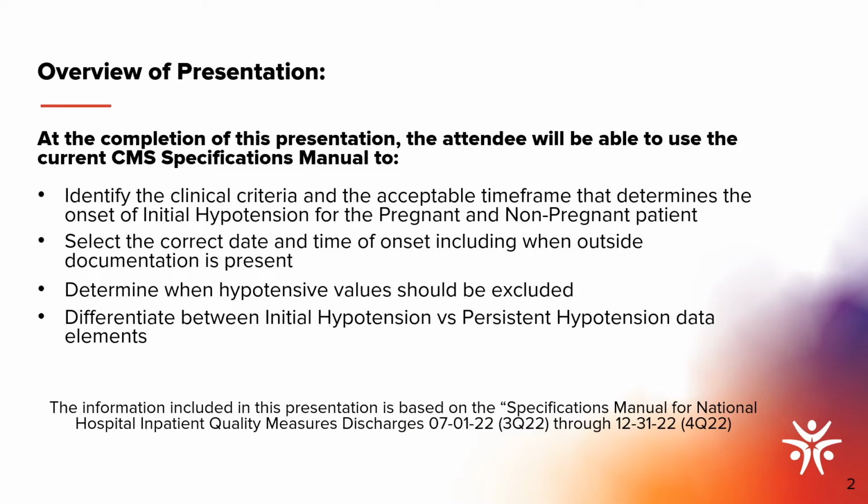The goal of this presentation is to give the attendees the tools to identify the clinical criteria and the acceptable time frame that determines the onset of initial hypotension for the pregnant and non-pregnant patient. Select the correct date and time of onset, including when outside documentation is present. Determine when hypotensive values should be excluded. And finally, differentiate between initial hypotension versus persistent hypotension data elements.